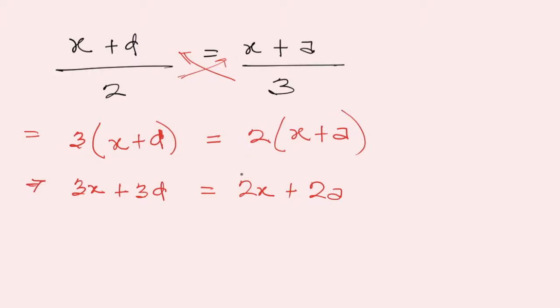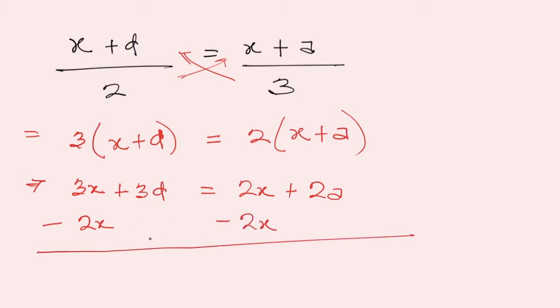Now to move this 2x to the other side of the equation, we have to subtract 2x from both sides of the equation. So if we do that, we have minus 2x, minus 2x. And that will result in 3x minus 2x, which is x, plus 3d equals 2x cancels out minus 2x to leave us with 2a. Now, we have x plus 3d on this side and we need to move the 3d away to the other side of the equation.